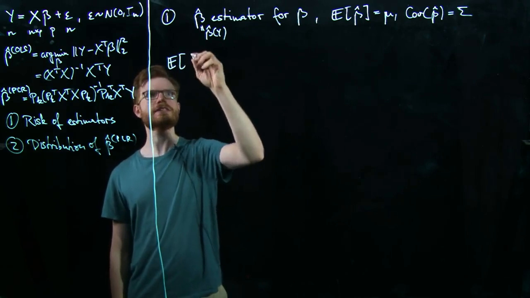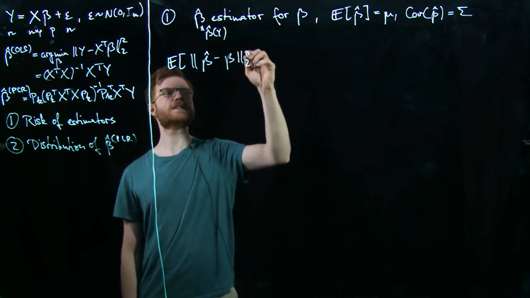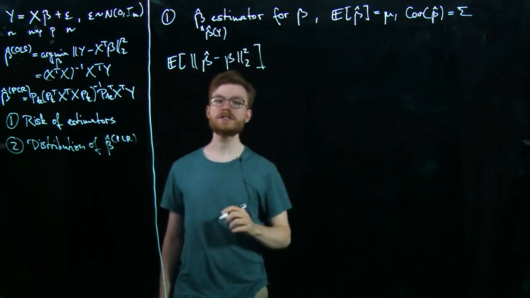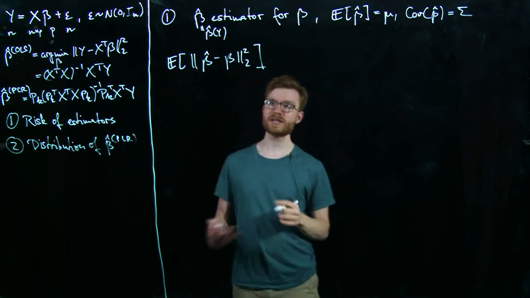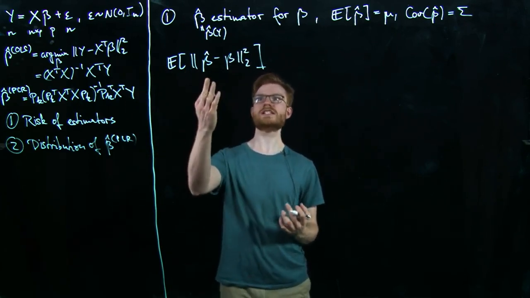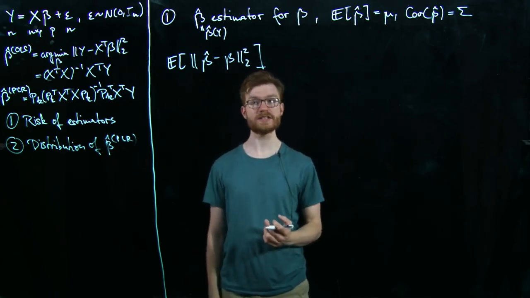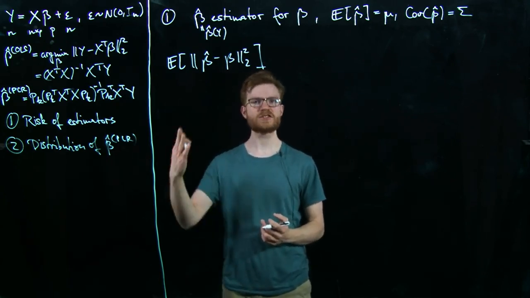So the quadratic risk was defined as the expectation of beta hat minus beta in Euclidean norm squared. So I just pick an error measure. Let's say I want to know how close is my estimated beta from the ground truth. I estimate it in the Euclidean squared distance, and I want to say how well does it do on average.